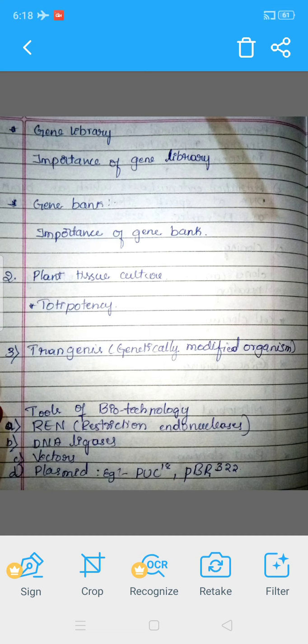And the importance of gene bank. Gene banks provide information about the structure and organization of gene present in eukaryotic genome and construction of gene map of chromosome is possible.